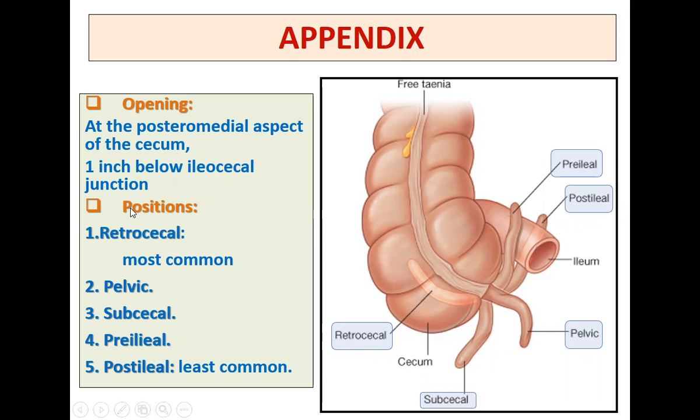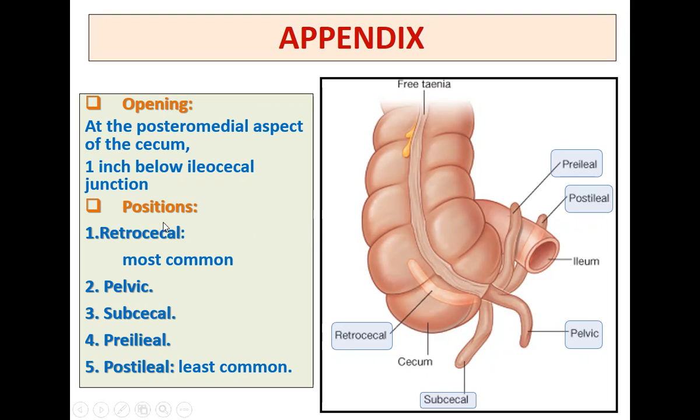The appendix, as I said, keeps on moving, especially the apex of the appendix. This is the base, this is the apex, and this is the body of the appendix. It is mobile because of the long peritoneal fold. So it has different positions.